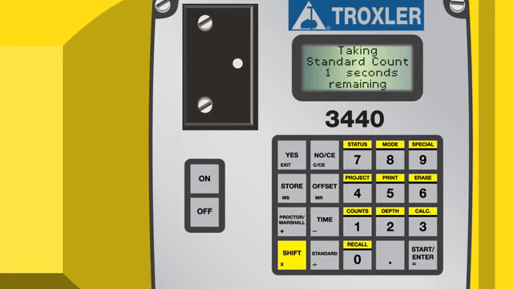Once the standard count is complete, the display will show the results. The moisture and density standard is shown as a % with an indication of pass or fail. For a moisture standard to pass, the result must be within 2% of the moisture standards in the gauge memory. The moisture standard shown here passed.